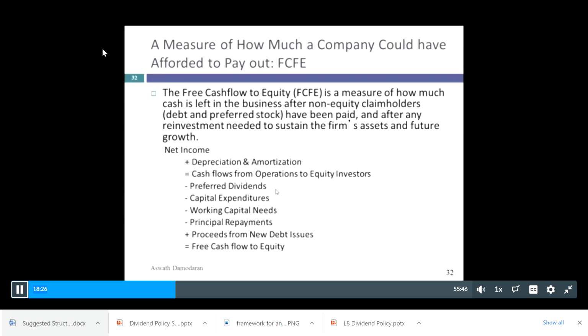But first we have to take out any dividends that we are committed to from our preferred stock, right? We can't pay a dividend to our common stockholders until we've paid our preferred stock dividends. We also have to make the necessary capital expenditures, right? These are asset purchases for new projects or asset purchases needed to maintain ongoing projects.